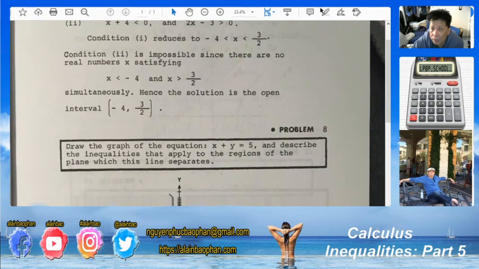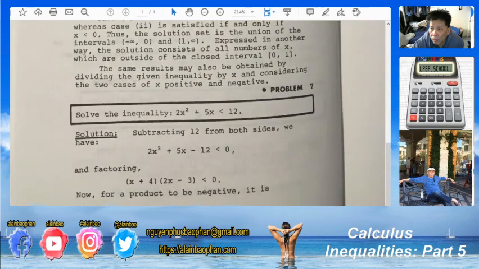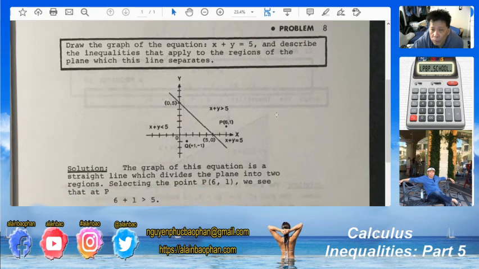Okay, so now we go to the form for inequality of two variables. In this case, x plus y, x is the first variable, and y is the second variable. So you need to study which region is greater than 5 and which region is less than 5. Then you need to draw this line x plus y equals 5.